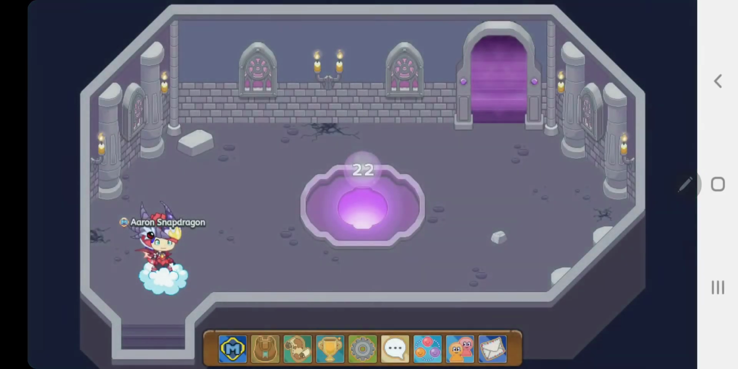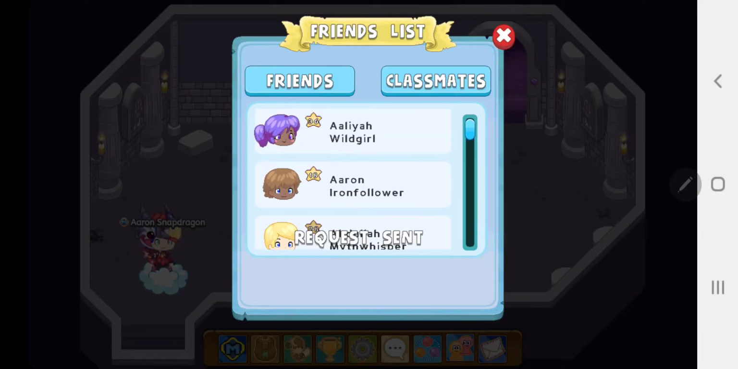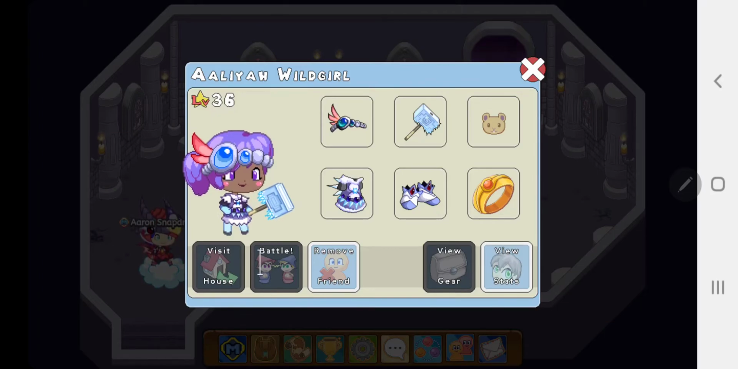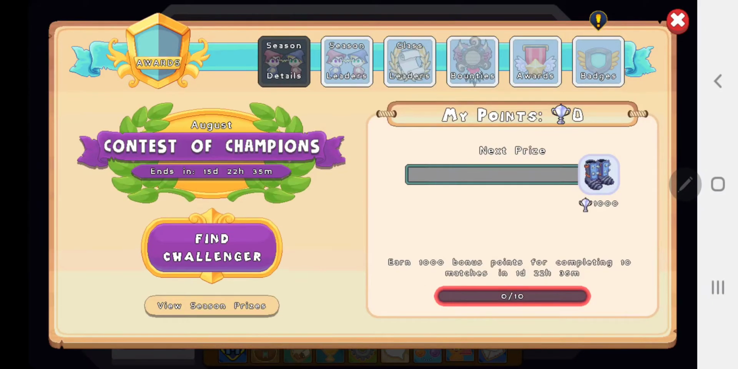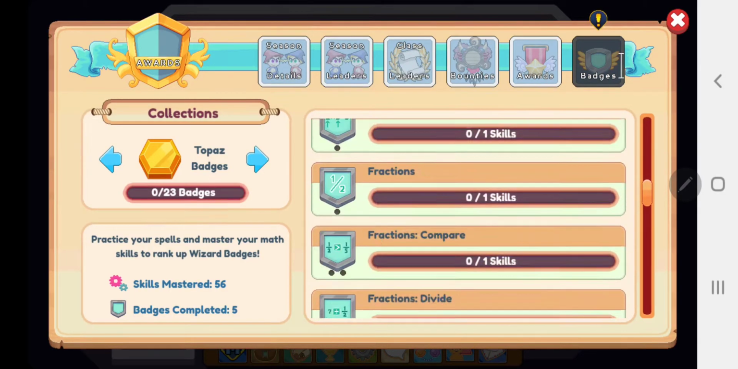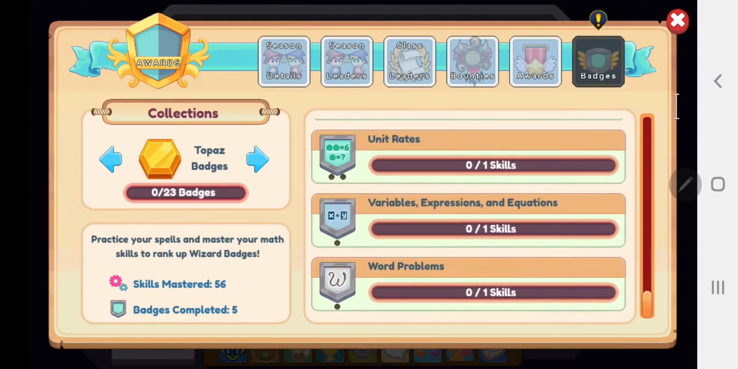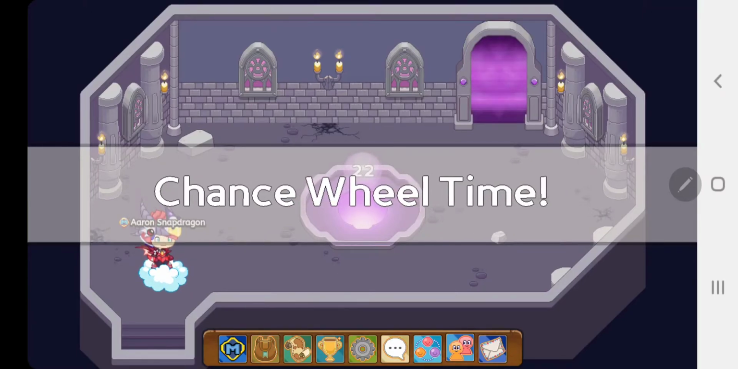And if you want to battle friends, you need to go to friends, search for them, then you touch friends and it will show you battle or this is home. So you touch battle, or they touch battle, and you come right here and it will show you right here someone wants to battle you. Or you could find a challenger if there's no one. So you could get a lot of points. Like I have 500 something, so I have so many points. I'm just going to see if there's something. No, I don't know. Okay, so let's go to the chance wheel time.